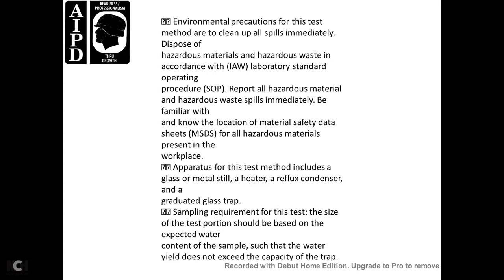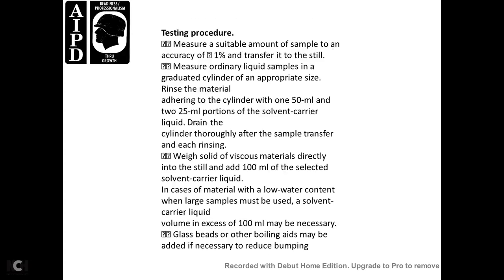Sampling requirements for the test and the size of the test portion should be based on the expected water content in the sample, such that the water yield does not exceed the capacity of the trap. Testing procedure: measure a suitable amount of the sample to an accuracy of 1% and transfer it into the still. Measure the liquid into a graduated cylinder of appropriate size.